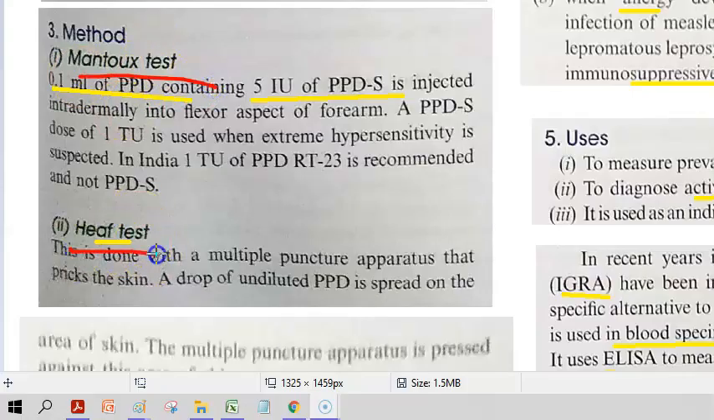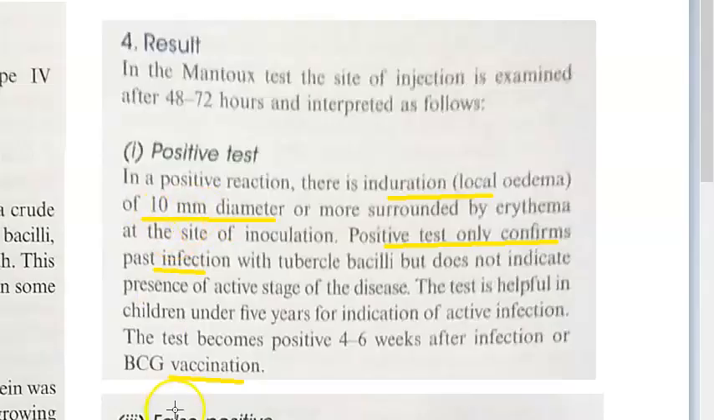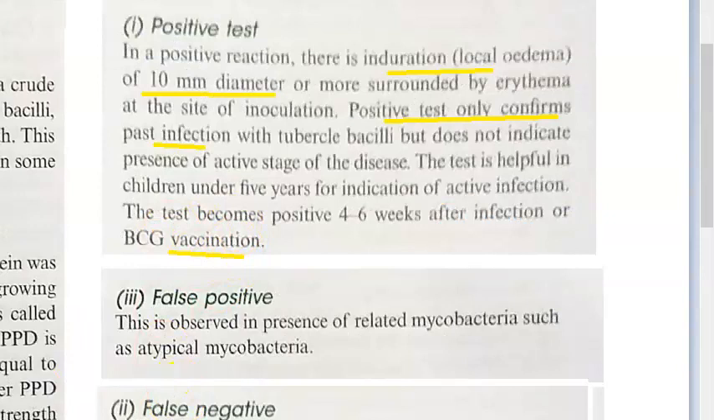Like Mantoux test, you have one more test called as Heaf test. So all these are tuberculin tests. So Mantoux test is a type of tuberculin test. So greater than 10 means you will consider it as positive, right? The induration, guys, the local edema of greater than 10 millimeter diameter, okay? And it should be surrounded by erythema. So remember, people who have taken vaccination also, they will have this positive, okay?